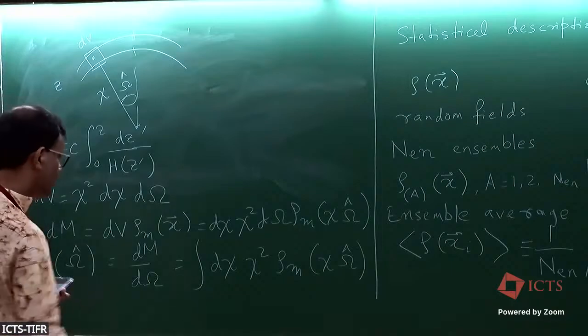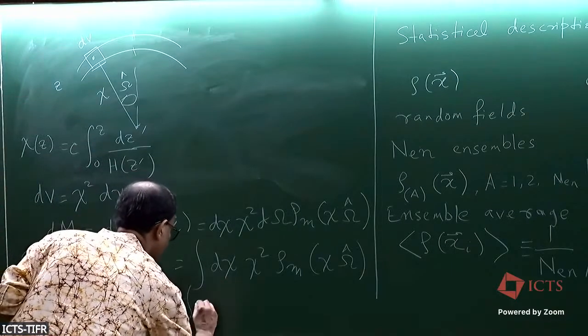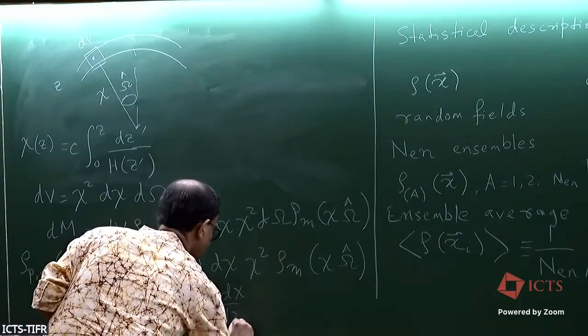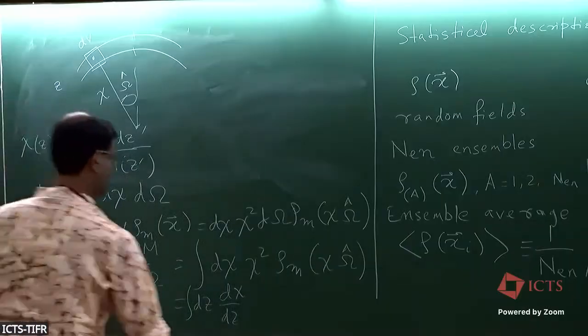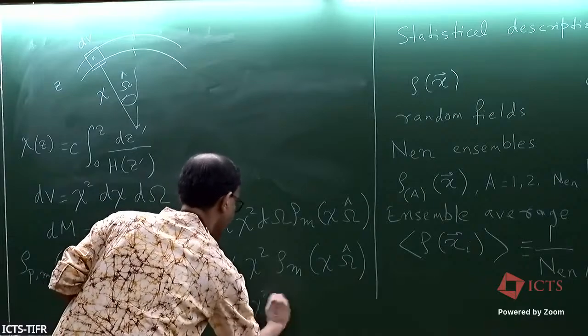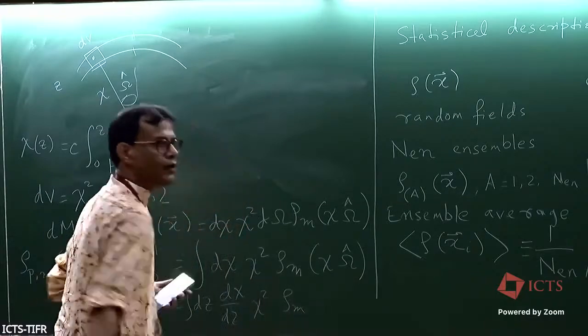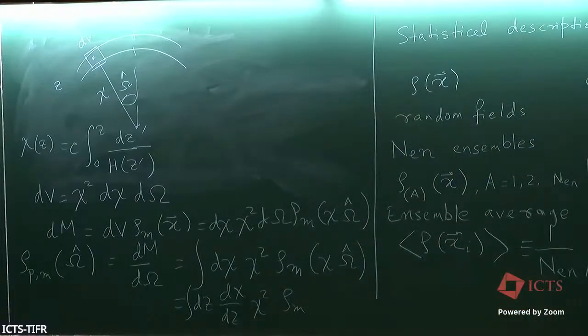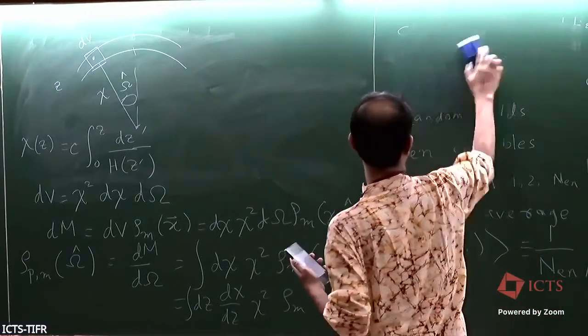Or in other words, you have to integrate over all redshifts. So dz, d chi dz. You know what d chi dz is from this relation, and chi square. This is what you will end up with. Like in the absence of any radial information, this is what you have to deal with. But of course, the situation is not always so bad.